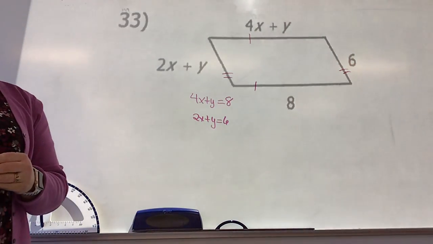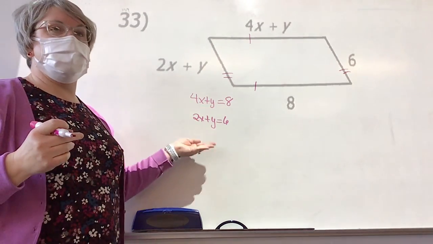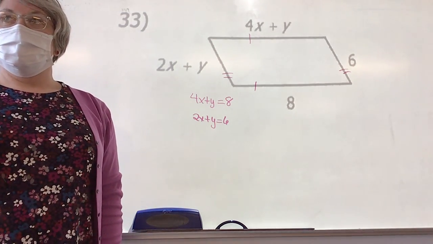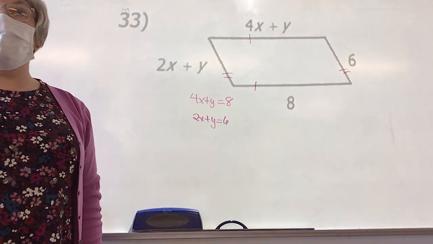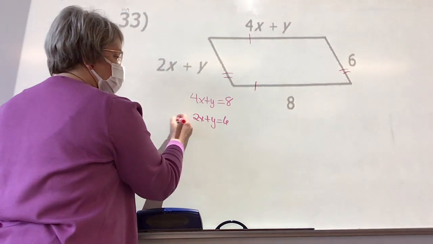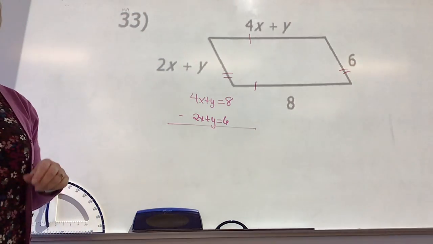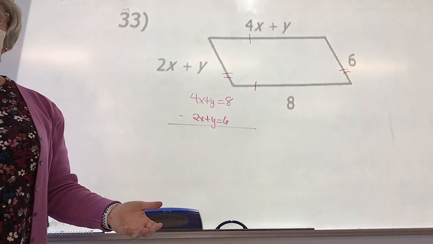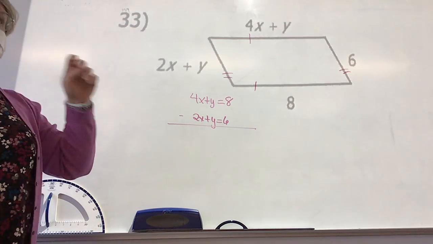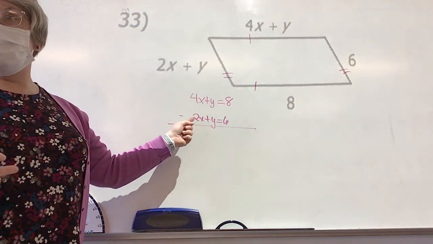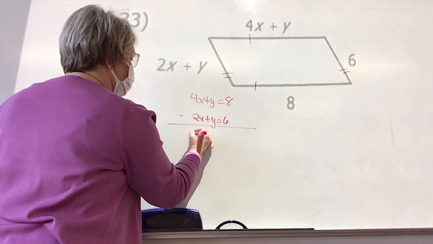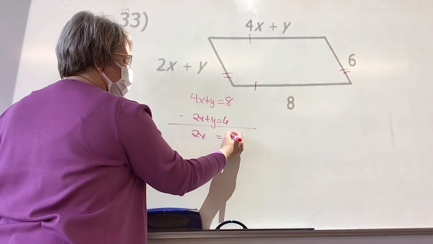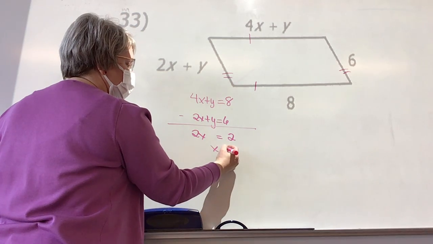What do you do when you have 2 equations, 2 unknowns from your favorite algebra days? Yeah, solve the system. I think I would just simply subtract at this point. Because what happens if you subtract going down? What happens to the y's? They're totally gone. What is 4x minus 2x? Y minus y drops out. 8 minus 6 is? X is?